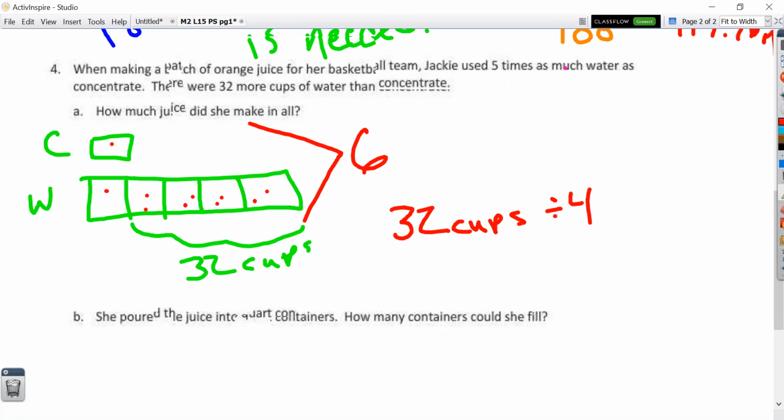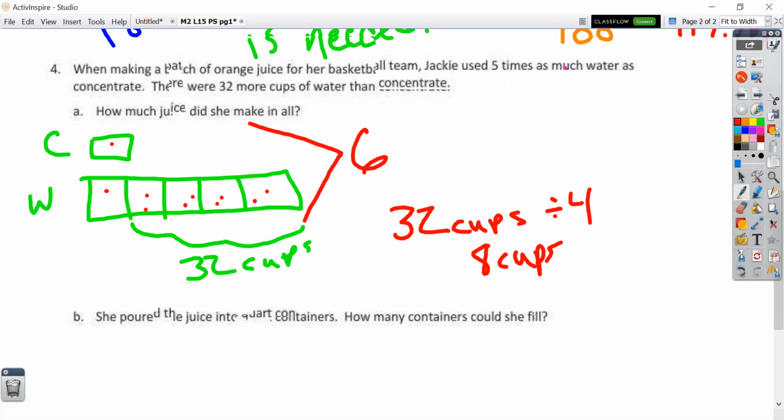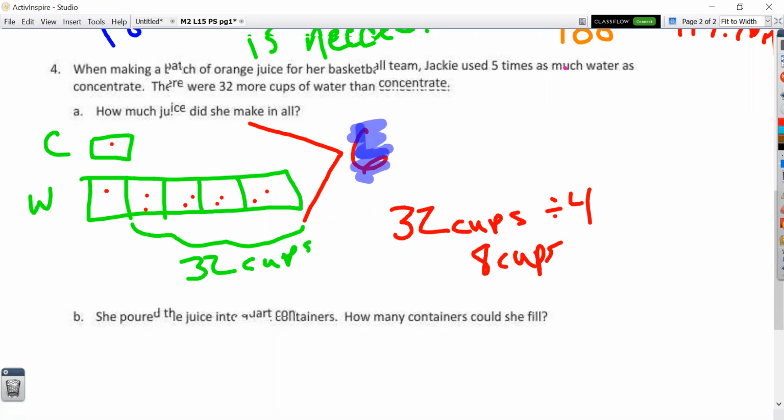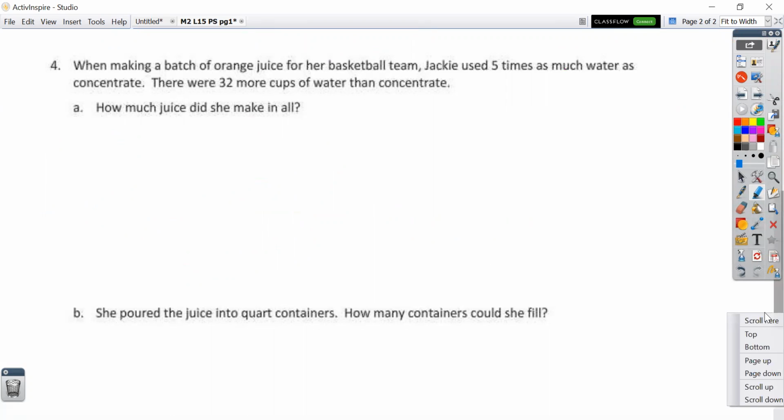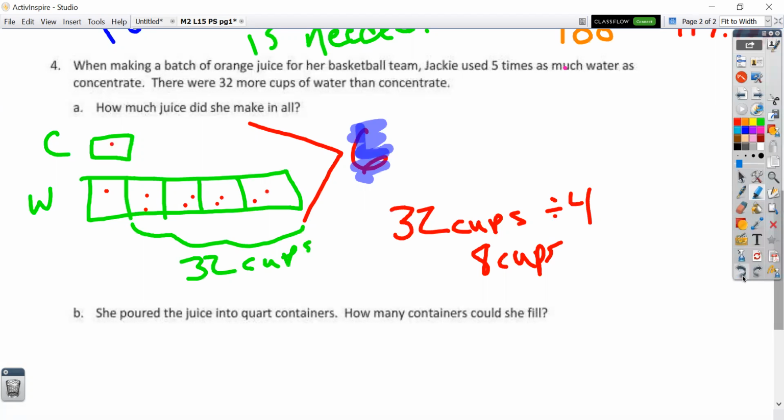So if we divided those 32 cups into those 4 groups equally, we'll think backwards multiplication. What times 4 gives us 32? Oh yeah, the answer would be 8 cups. So we know that each unit should be 8. But what else do we know? Well, there wasn't just 4 units, there were 6 of them. So altogether, whoa, I didn't mean to do that. Oh, I undid it. There it is.